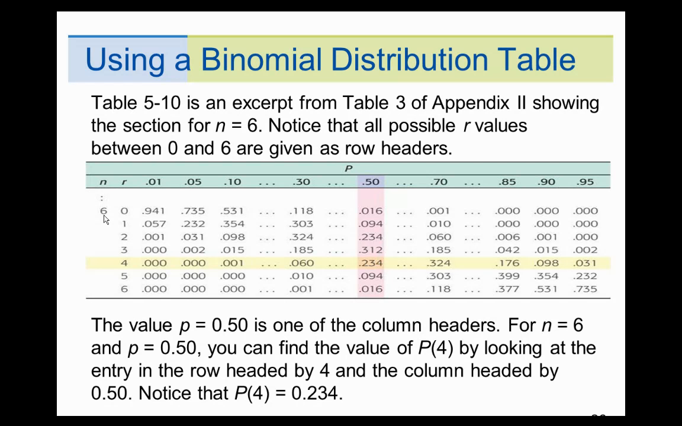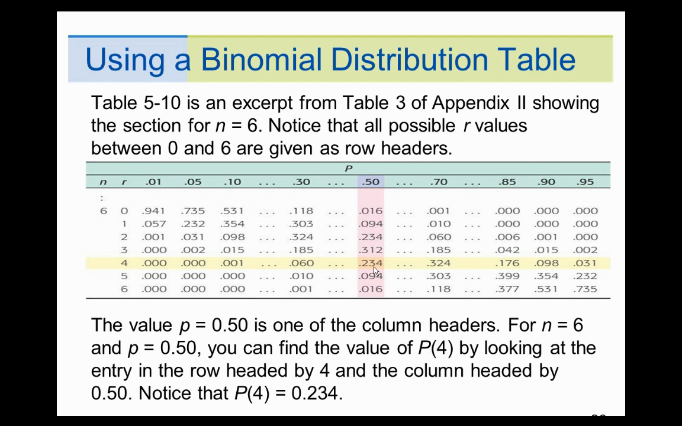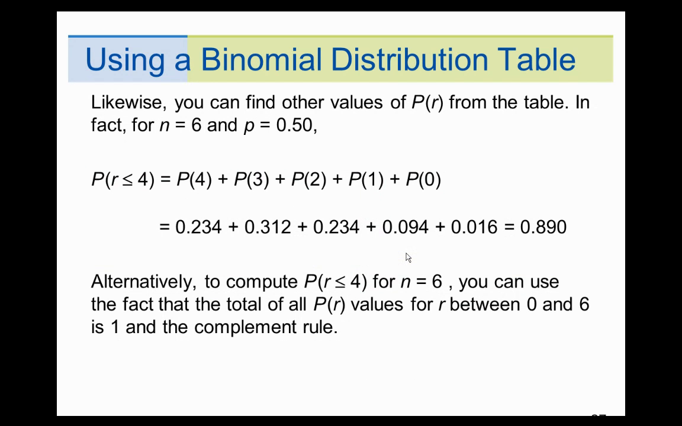6 successes, and we're looking for the probability of 0.50 and number of successes, 4 successes here, 0.234. We're not going to be using the table at all. So he found the probability of 4 successes on the table. 3 was this answer. Probability of 2 was 0.234 and so forth. Then he added it all together. It will take you forever.